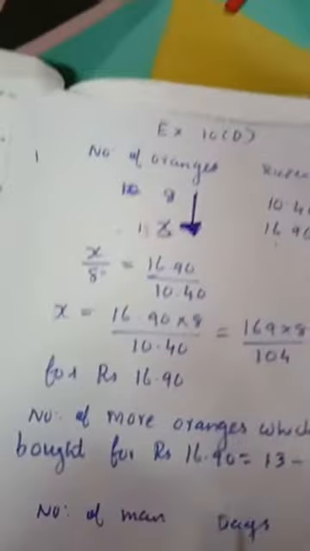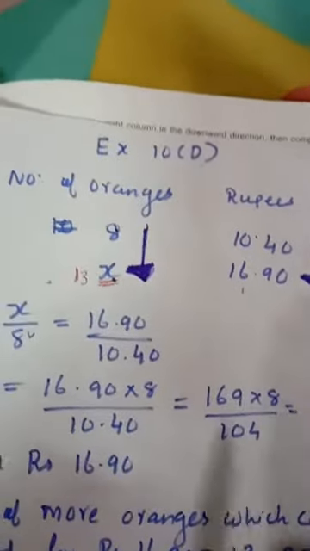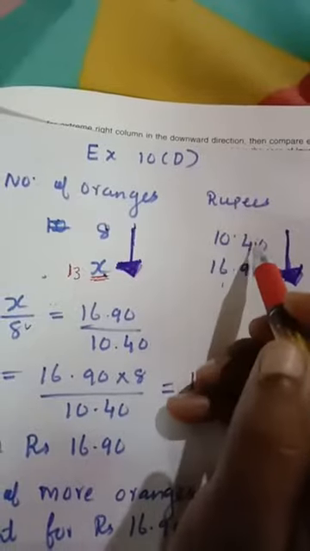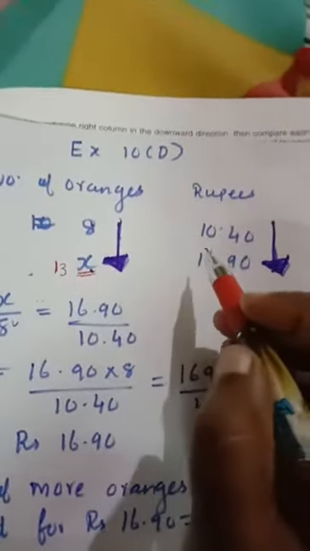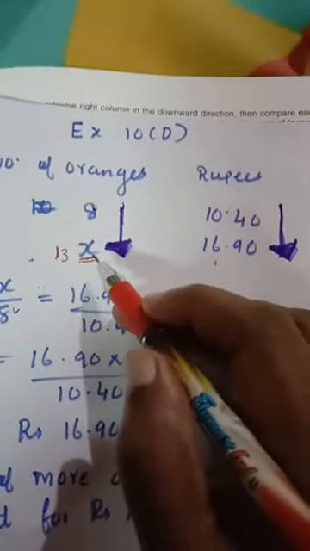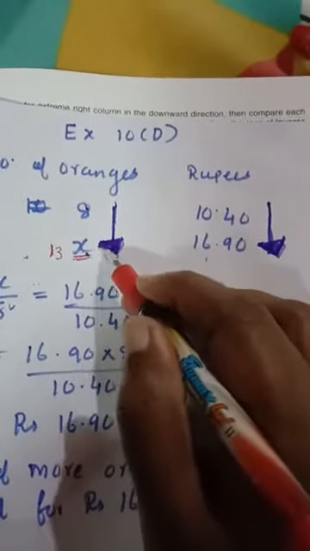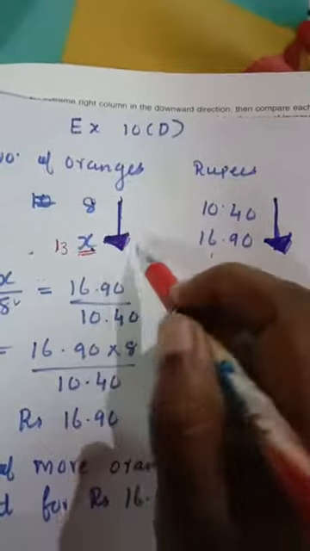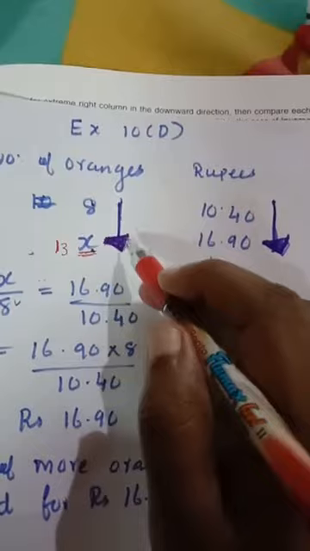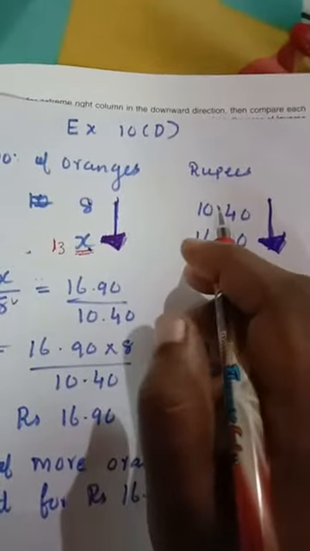Clear? See, once again, this variation is direct because first you have to draw two columns. Number of oranges 8 and rupees 10.40 for 8 oranges. Then oranges is not given, rupees is given 16.90, and this one we want to find, so put it as x. Then x we want to find, so put the top of the arrow here. That means downward arrow. Now check whether the relation is direct or inverse.